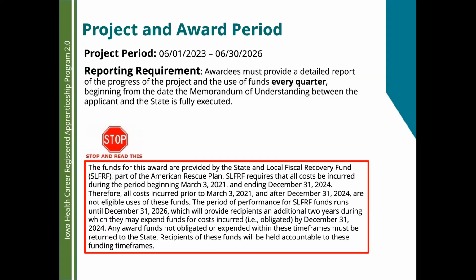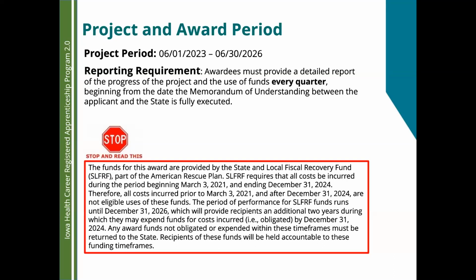That was a large amount of money that was given to the state from the American Rescue Plan Act, and this is one program that's utilizing some of those funds. So for this specific project period, the start date is 6/1 of 2023. I also want to call out the December 31st of 2024 date, which is before the 6/30 of 2026 date. The project period does go until June 30th of 2026, but according to the American Rescue Plan SLFRF fund document, the last date on which funds can be either expended or obligated is December 31st of 2024.